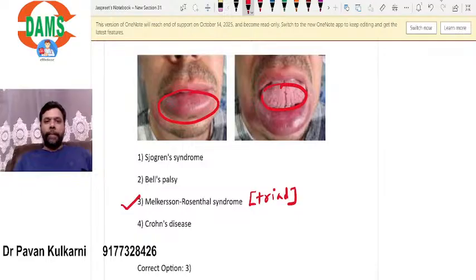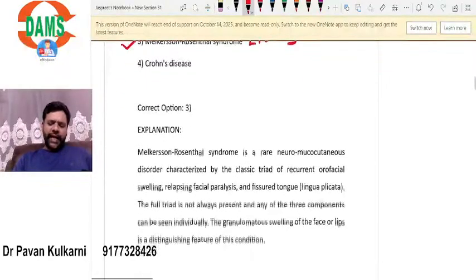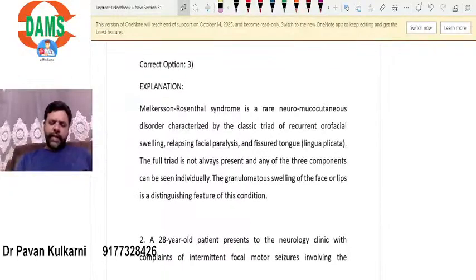What is the triad of Melkersson-Rosenthal syndrome? The facial swelling, cheilitis granulomatosa, and the fissured tongue. So you have to remember the fissured tongue. Usually they give other options like median rhomboid glossitis or hairy tongue. Don't get confused, it is fissured tongue.